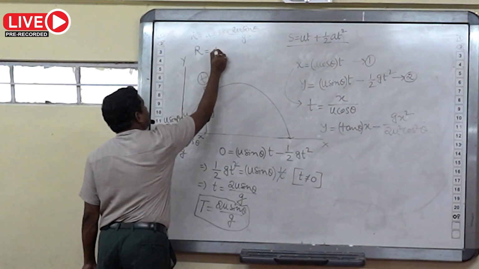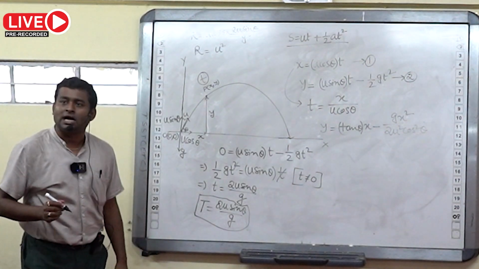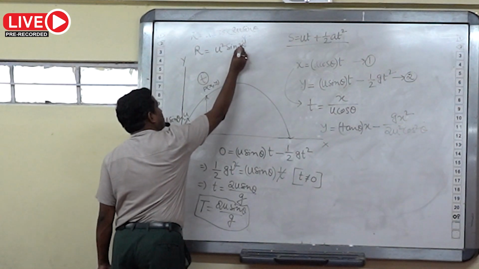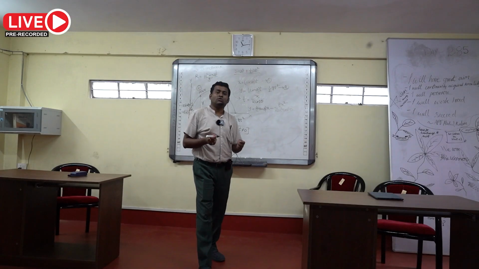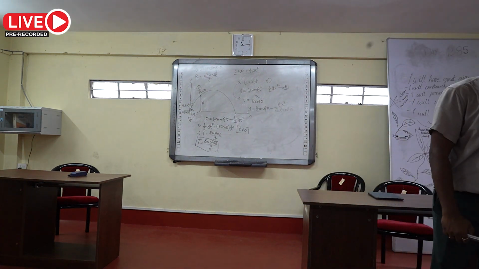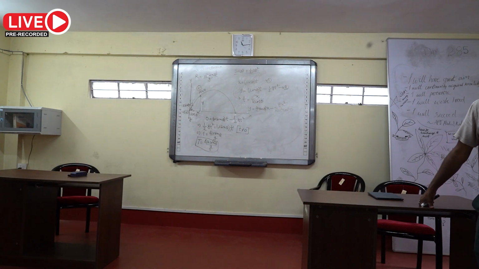Range equal to u square 2 sin theta cos theta by g, that is, 2 sin 2 theta by g, because there is a trigonometric relation that 2 sin theta cos theta is equal to sin 2 theta for multiple angles in trigonometry. So this one will be u square sin 2 theta by g. Clear?